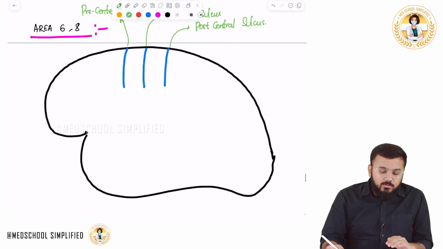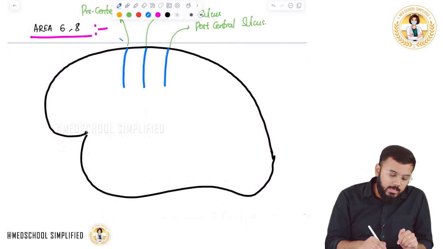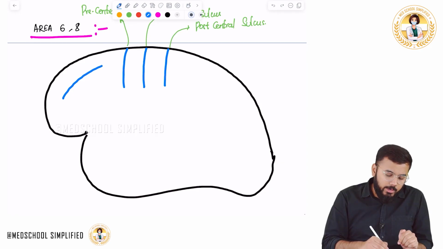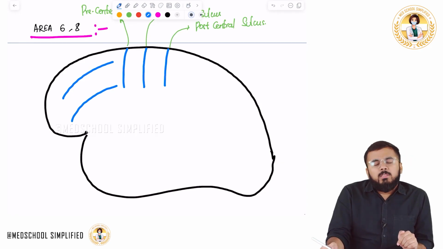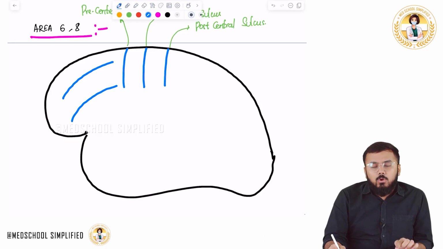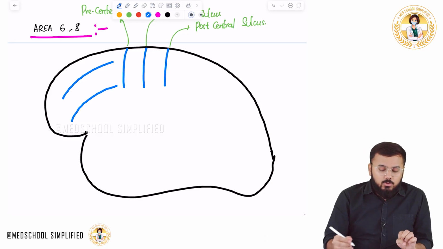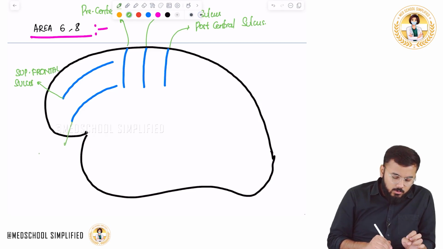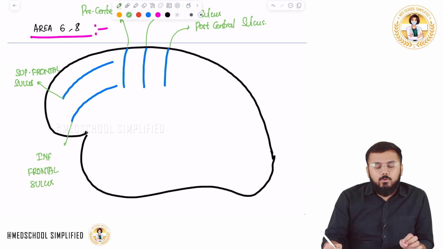Now in front of the precentral sulcus, this entire lobe is your frontal lobe. Within this frontal lobe, if I draw two important lines like this, what will these two lines be called? One is called the superior frontal sulcus, and another one is called the inferior frontal sulcus. This one over here is your superior frontal sulcus, and this one over here is your inferior frontal sulcus.